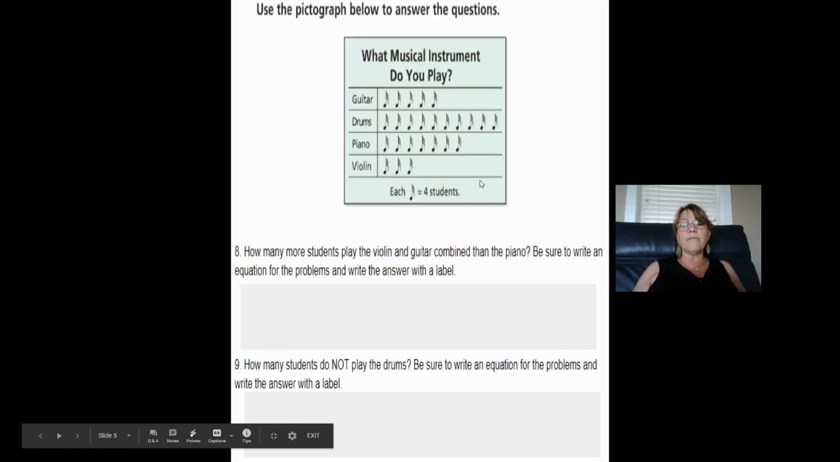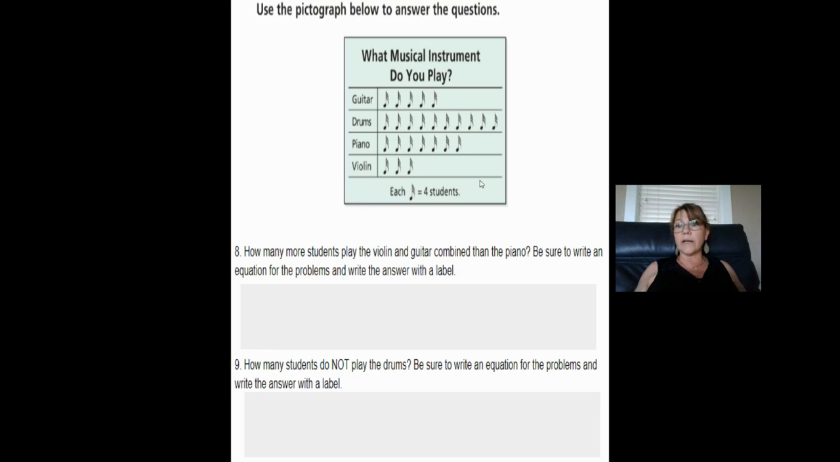Here's a pictograph. Boy, I've got a train and dogs. Sorry, guys. My house is a little crazy. Fiona and Kaya, can you come here?